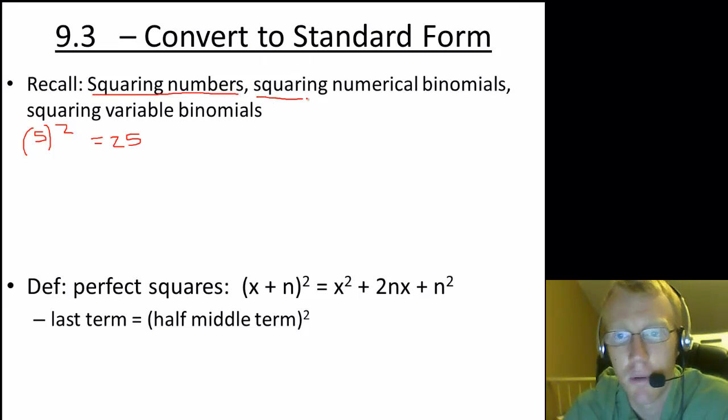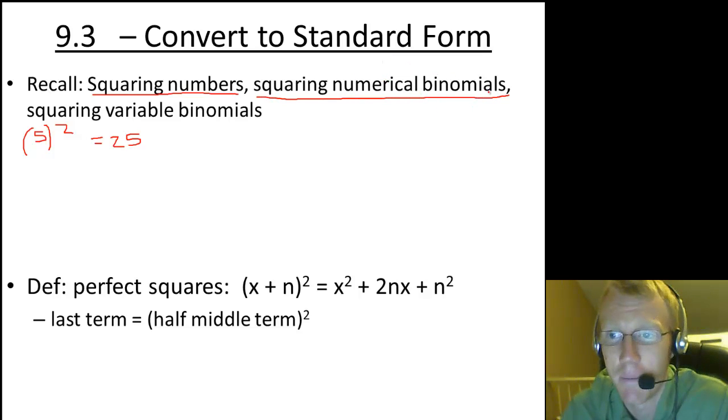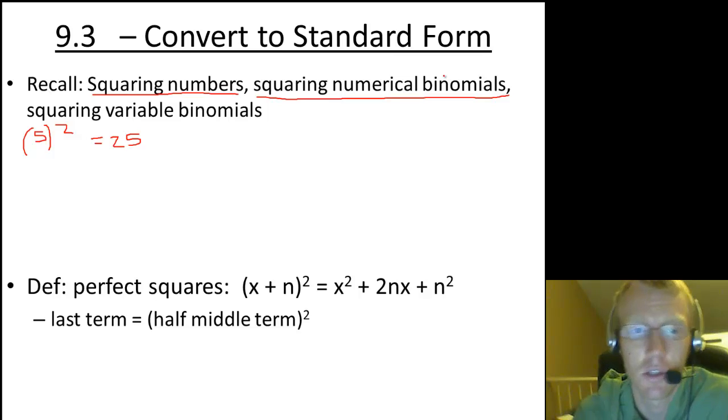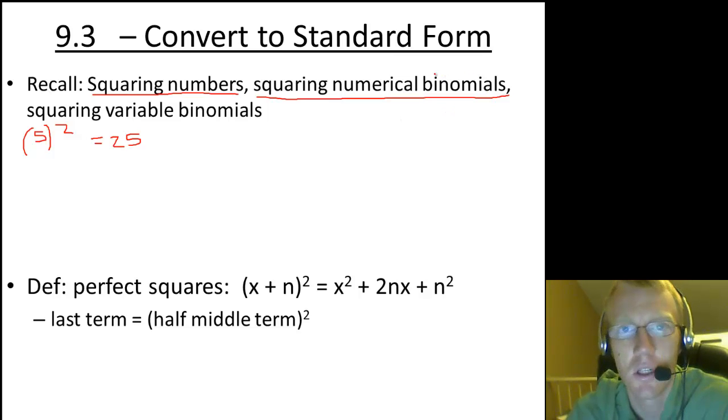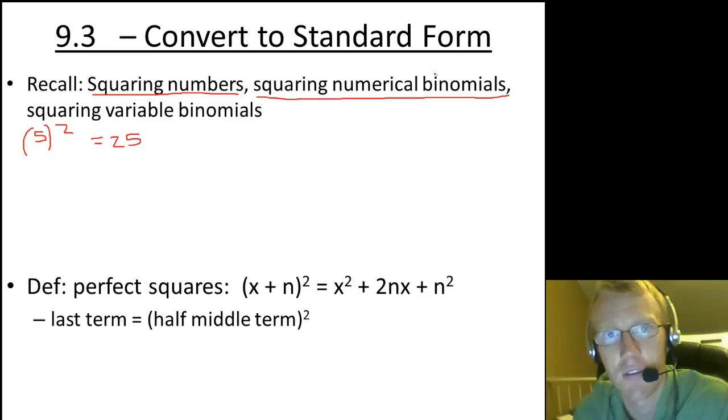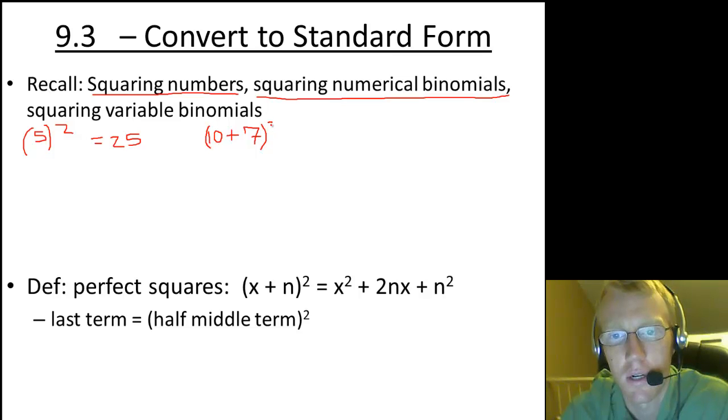If you're squaring a numerical binomial, numerical just means there's no variables in it, and binomial means that there's two parts. So remember, a polynomial is a sum of many terms that have only positive exponents. A binomial has 2 terms, a trinomial would have 3 terms, etc. So squaring numerical binomials is something like this. Say you have 10 plus 7, and it's the whole thing squared.